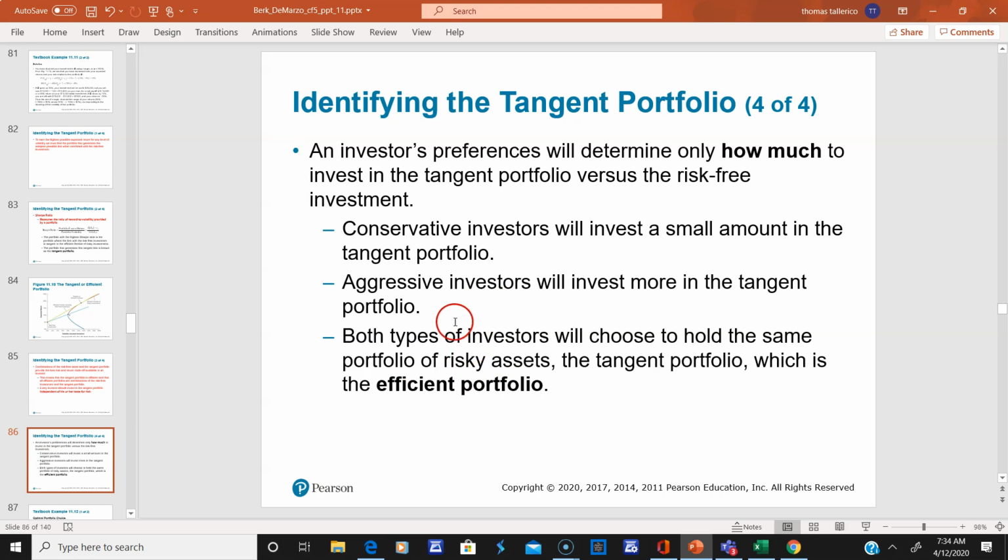Okay, so it all comes down to people's preferences as the tangent portfolio.